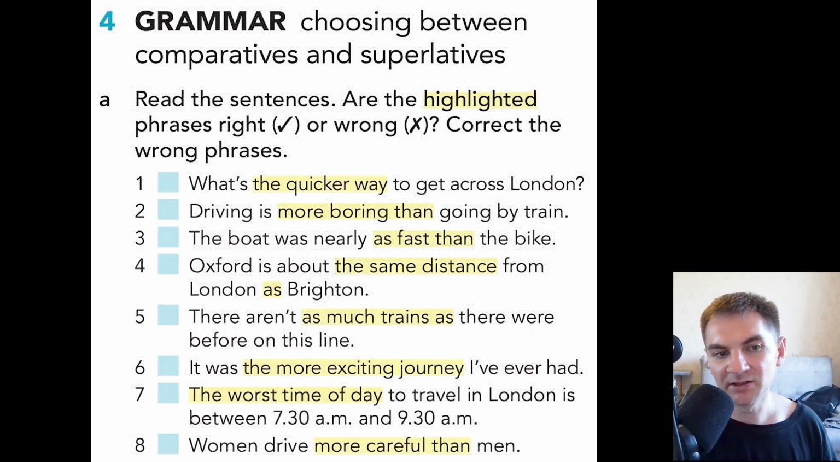Read the sentences below. Look at the highlighted phrases in yellow. Your mission is to decide, is the phrase right or wrong? If it is wrong, you must correct it and say the correct phrase. We will do the first one together. Just for example, number 1. What the quicker way to get across London? This is completely wrong. We are comparing all the ways to cross London, so we need the superlative. And correction, what the quickest way to get across London? Okay, now it's your turn. Try to do the other sentences and then check yourself.